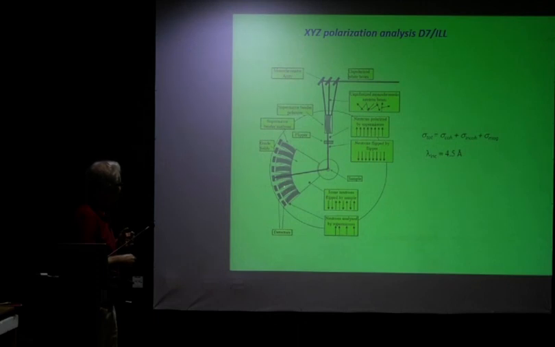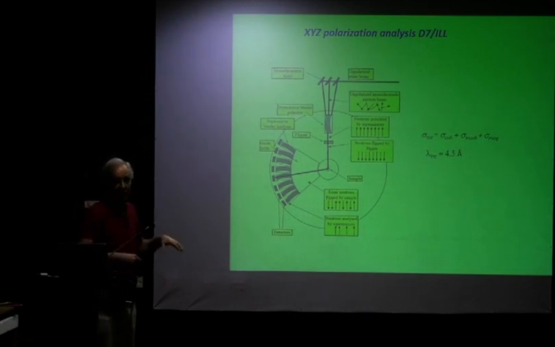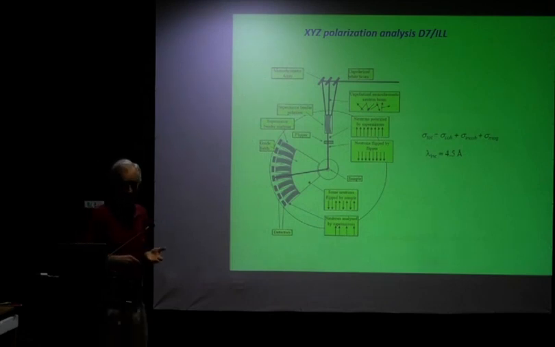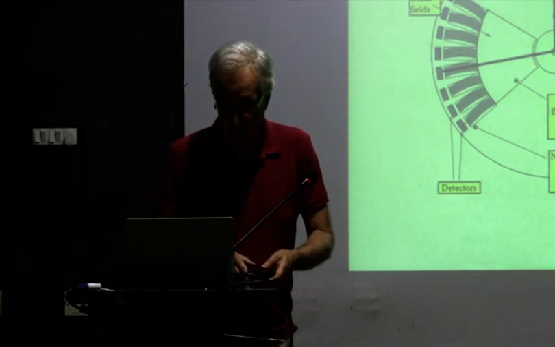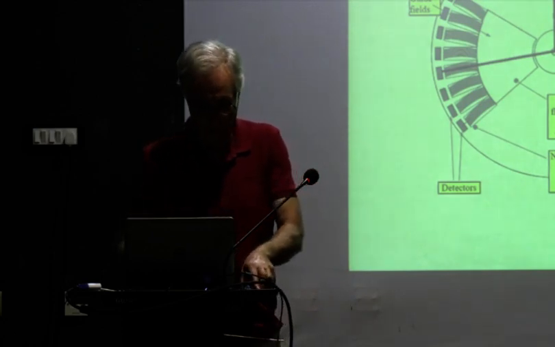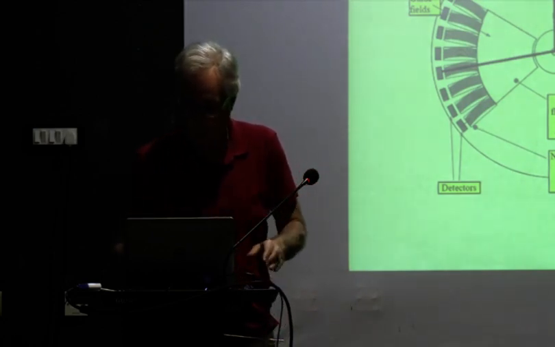And then you have your analyzers here, and they detect your spin up. If it's spin down, they get absorbed, they don't go into the detector. And moving around this detector bank covers your Q range or your theta range, and you get data. Okay? This is just to show you what a real spectrometer actually looks like.